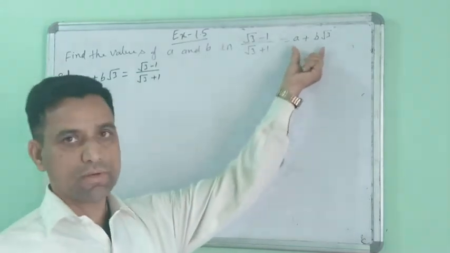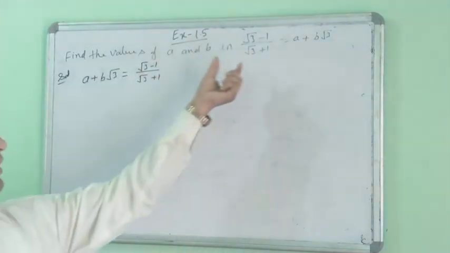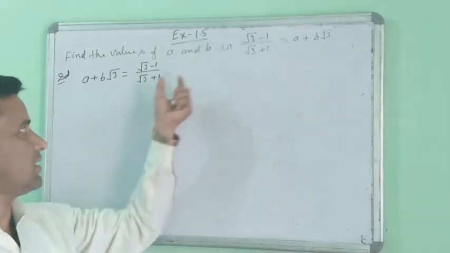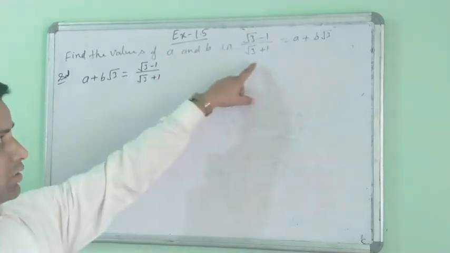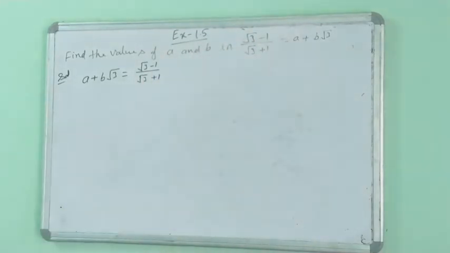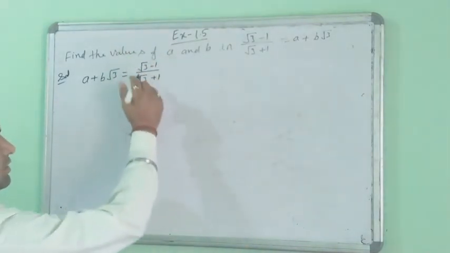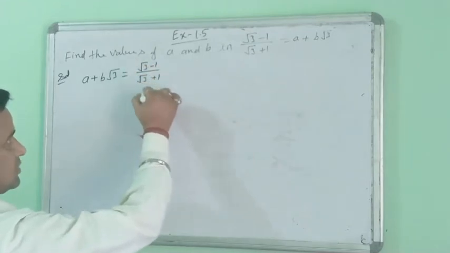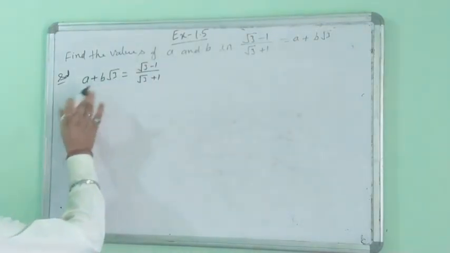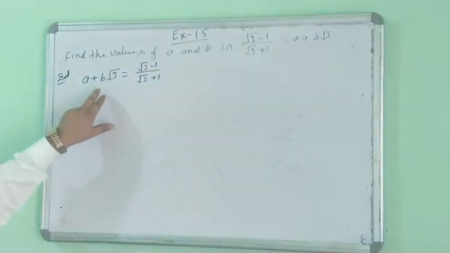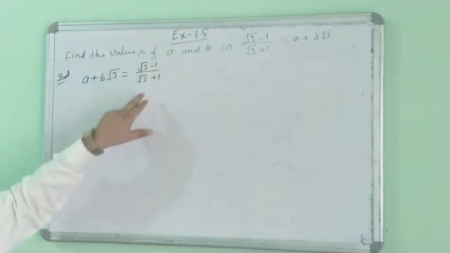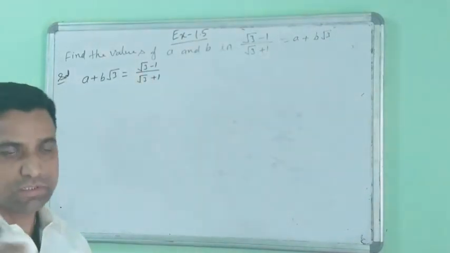The unknown values you will write on the left side, and the part you will be rationalizing you will write on the right side. First of all, write the question in this form. After that, you will solve the right hand side part. You will solve only this portion. The left portion will remain here; don't touch this portion. We will solve this portion. So how do we solve this question?